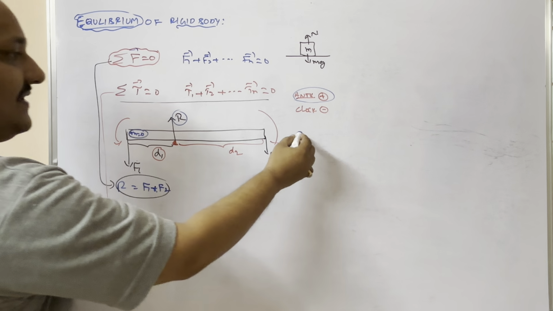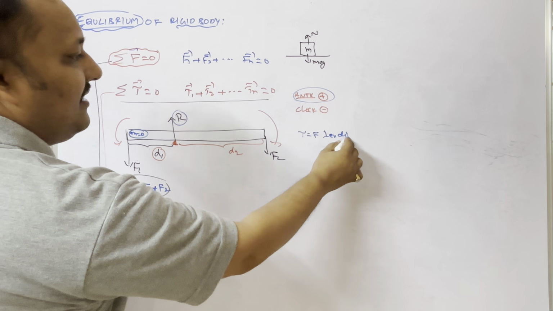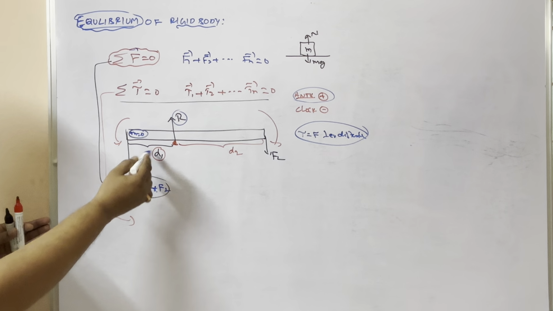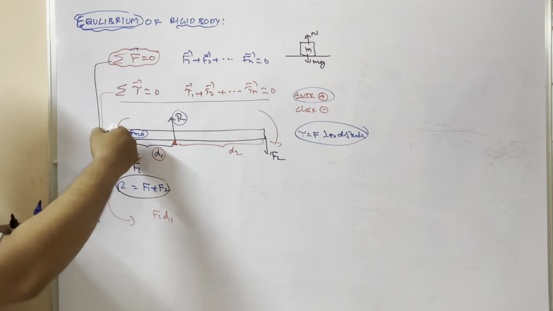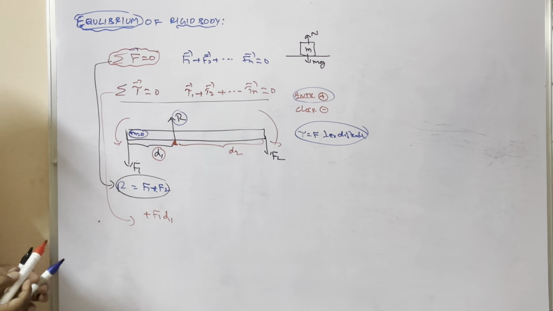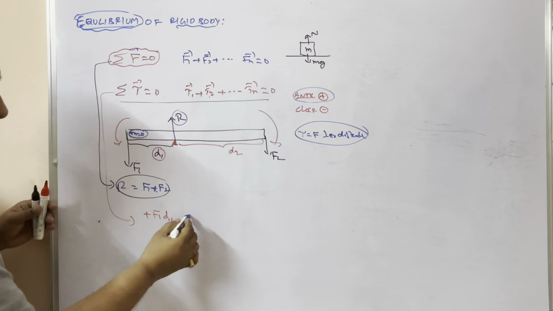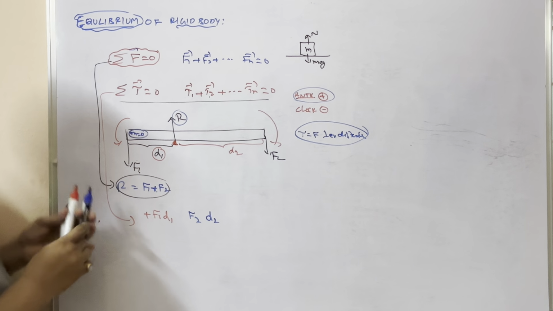So what is the torque definition? Torque is nothing but force into perpendicular distance. This is nothing but the torque definition. Now torque for this one: force, perpendicular distance d1. Therefore, F1 d1. Is it positive or negative? It is producing anti-clockwise, therefore positive. Next, tau 2. So F2 d2. It is producing clockwise, therefore it should be negative.